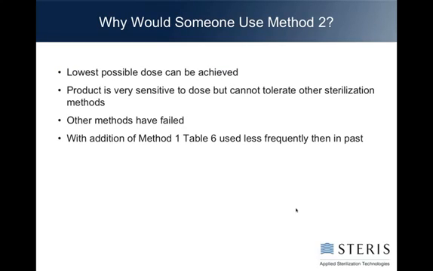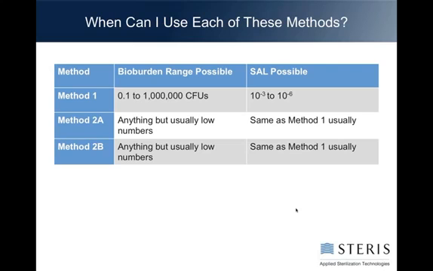Okay. Why would somebody use method 2? Because you can get the lowest possible dose of any of the other methods if the product bioburden is low. Product that is very sensitive to dose that can't be tolerated in any other form of sterilization, this may be your only way to do it. With the addition of table 6 in method 1, you'll see less and less of this method used, but it is still an effective way to get even a few more kilogray, which may mean whether or not you can sterilize a product with irradiation.